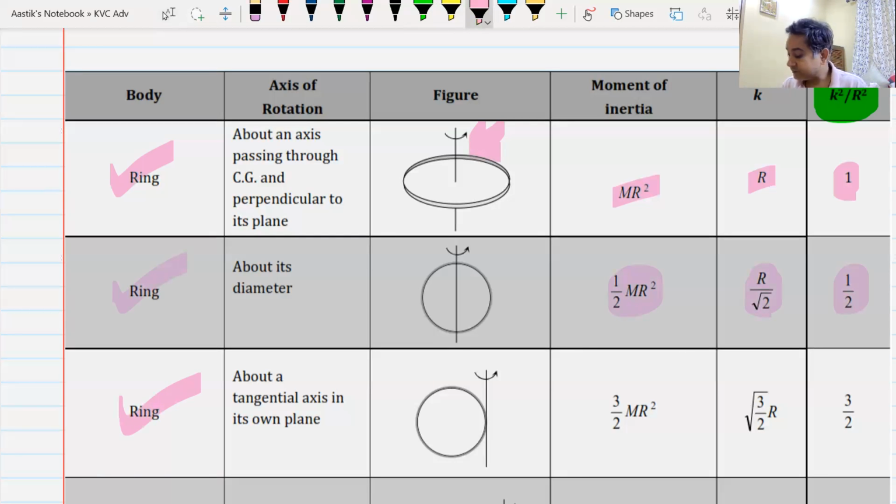Ring, tangential axis in its own plane. So you understand the axis. Axis is important here. Yes, sir. It will come as 3 by 2 mr square. Why will it come as 3 by 2 mr square? We have found out by the diameter is half mr square, half mr square plus mr square. Do we understand this? Yes, sir. So the rest of the things are like this.